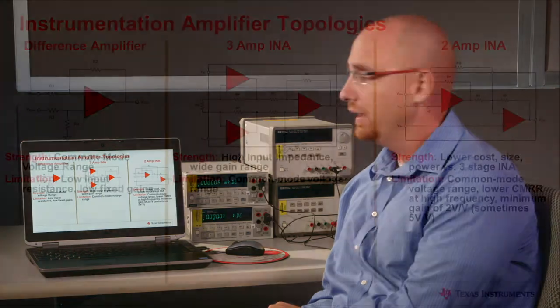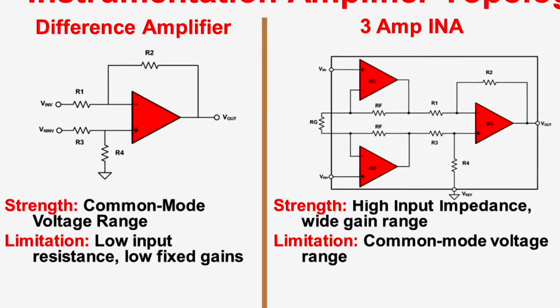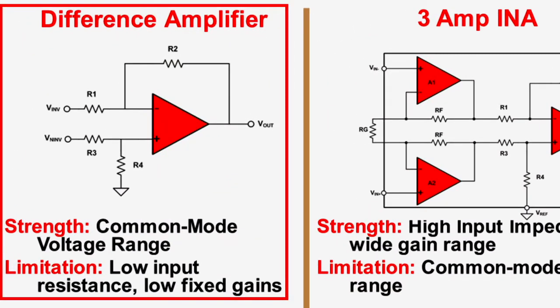And now I would like to talk about the different architectures that are available for instrumentation amplifiers, starting with the difference amplifier. The difference amplifier essentially includes an op-amp plus 4 resistors around it. It's also known as the subtractor because it subtracts the difference between these two voltages here and rejects any common mode voltage. The real benefit of this type of topology is that it has an excellent common mode voltage range.